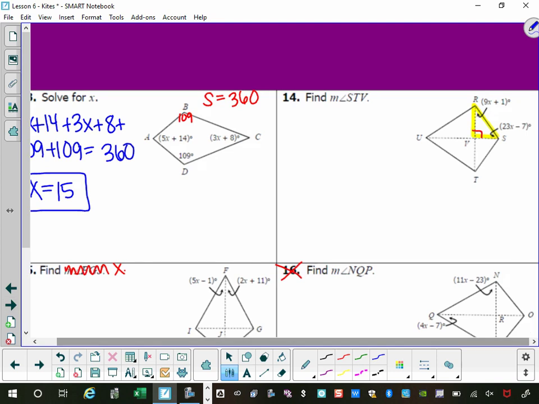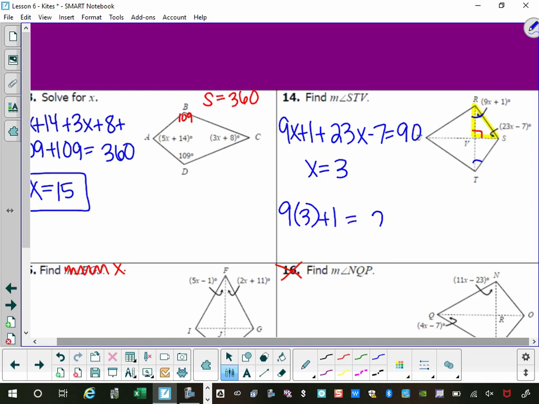On number 14, I did 9x plus 1 plus 23x minus 7 was equal to 90. So x equaled 3. Okay, so I plugged in. They want to know what this angle is, just the same as that. So I did 9 times 3 plus 1, and you should have got 28 degrees. If you guys are stopping at x, make sure you're reading the directions more.